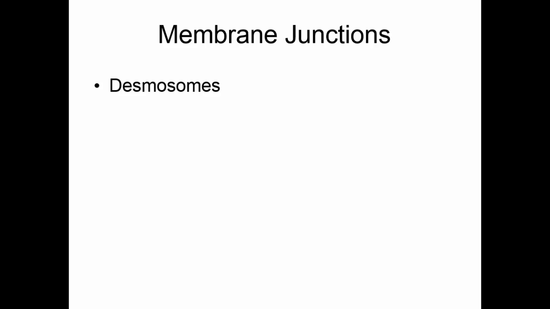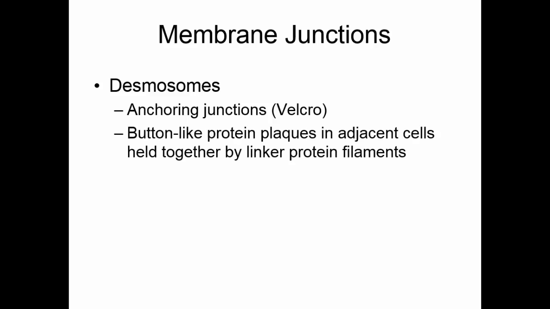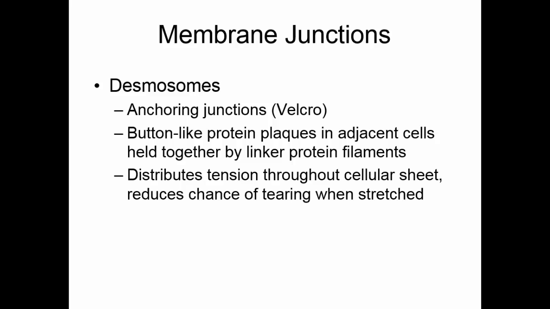Desmosomes are anchoring junctions. These are sort of like Velcro spots. We have button-like protein plaques in adjacent cells, and then we have linker proteins that span the gap between the cells and hold these plaques together. This helps distribute tension throughout the cellular sheet and reduces the chance of tearing if the cellular sheet is stretched.